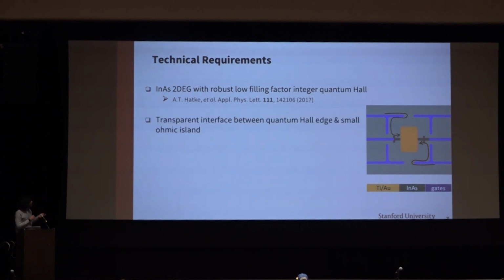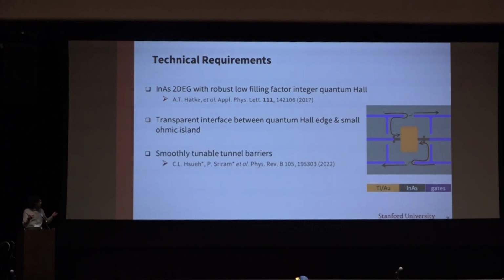Next, we want to be able to make these small ohmic islands which have an essentially transparent interface with the quantum Hall edge states in indium arsenide. And we want to be able to tune these interactions via tunnel barriers in a smooth way, because that is going to be our tuning parameter in our simulation platform. Finally, we want to put all of these elements together to make a hybrid metal indium arsenide quantum dot with a large charging energy.